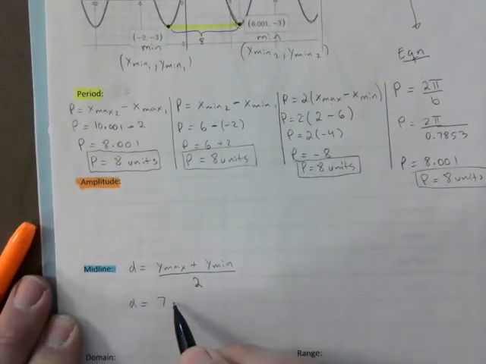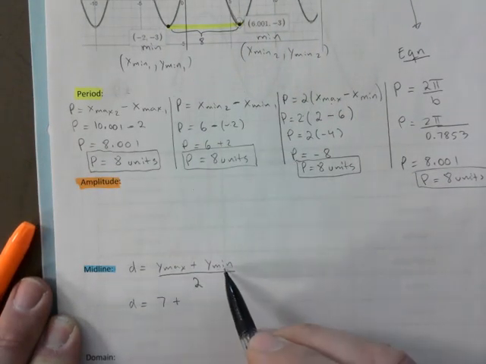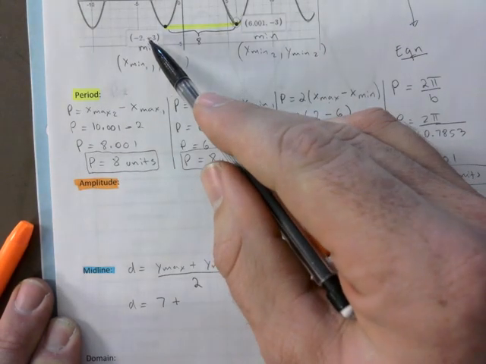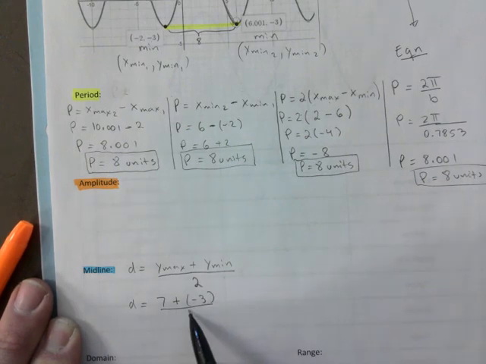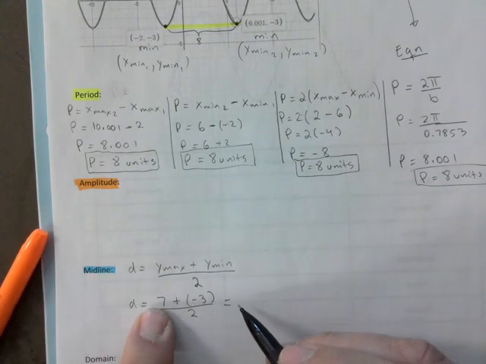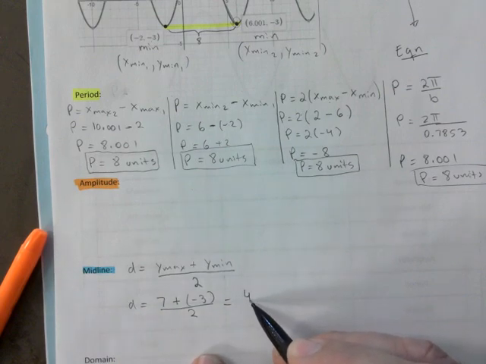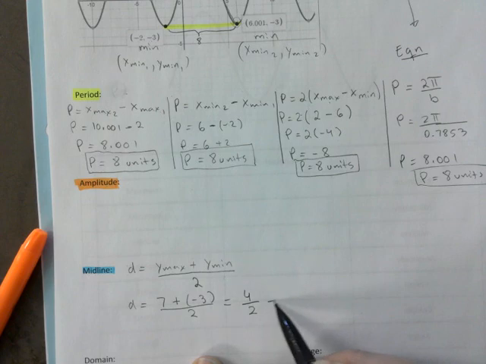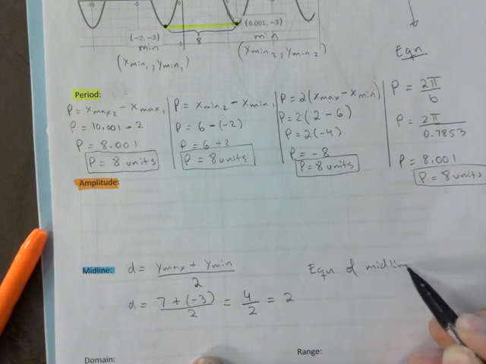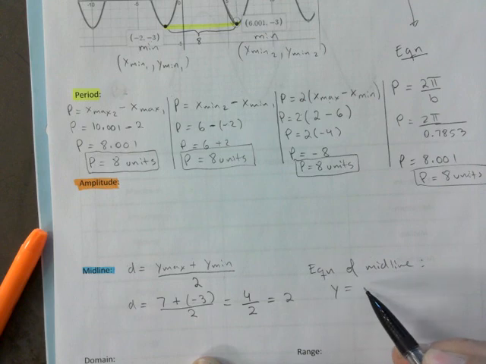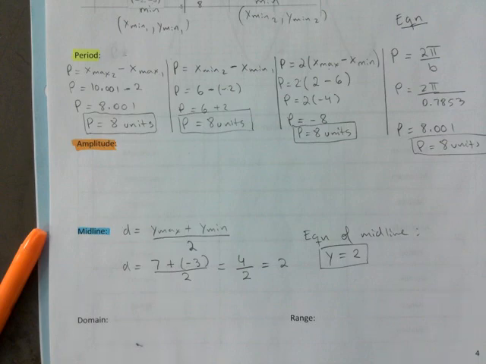So we're going to go 7 plus, what's the min? It's always -3, right? So you name it, it's -3. Divided by 2. 7 plus -3 gives you 4. 4 divided by 2 is 2. So the equation of the midline is y is equal to 2. That's the equation of the midline if I ever ask you for it. You do the math and then you figure out that y is equal to 2.